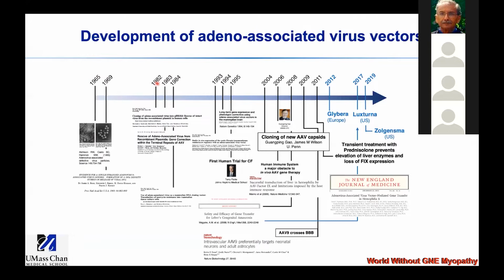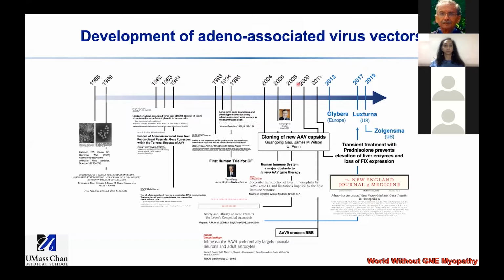So in 1980, recombinant DNA came out, started to become very popular, and started to be used. That's why we're able to clone the genome. In the early 90s, we started to know how to make these viruses for clinical application. In fact, the first human trial for cystic fibrosis was done by Terry Flotte while he was at Johns Hopkins Medical School. He's now the dean of the UMass Chan Medical School.